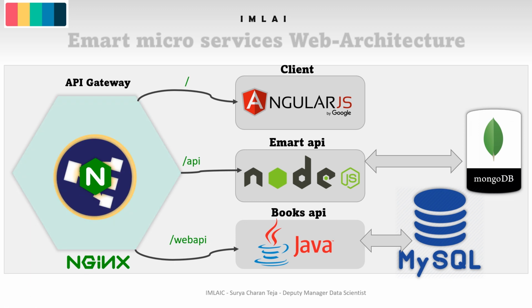Whereas for Emart API and Java, that's books API, it requires a database to work dynamically and to store data. That's the reason we use MongoDB, a NoSQL database, for Emart API, whereas for books API, a relational database is absolutely fine. So that is the reason we have gone with MySQL.